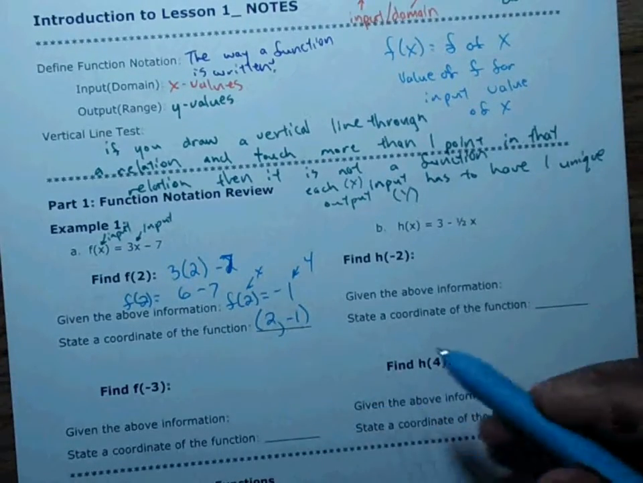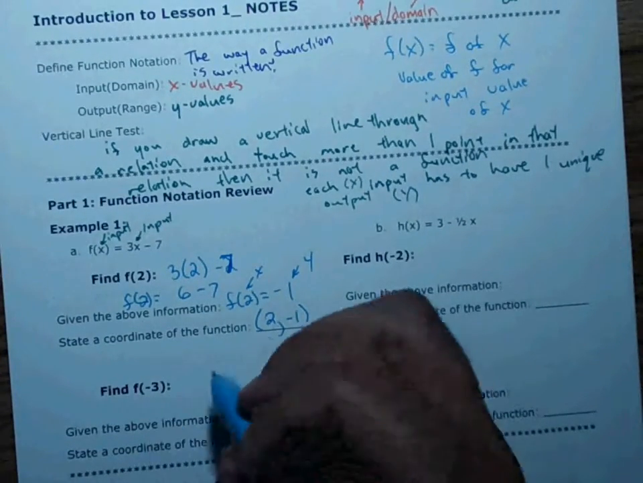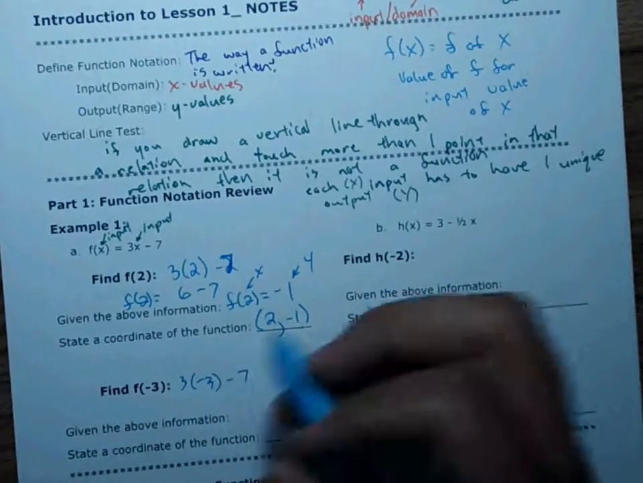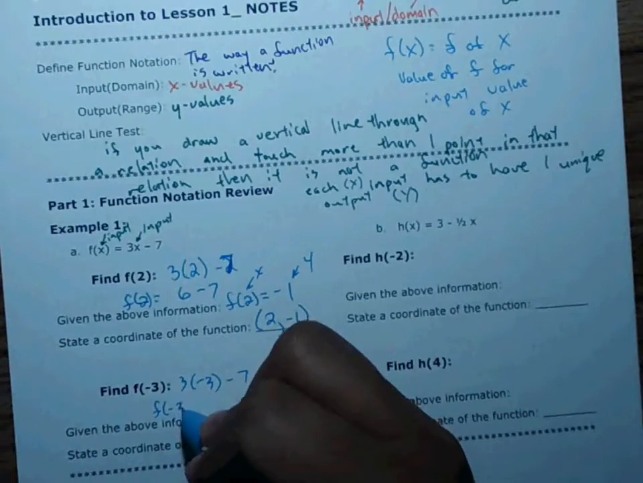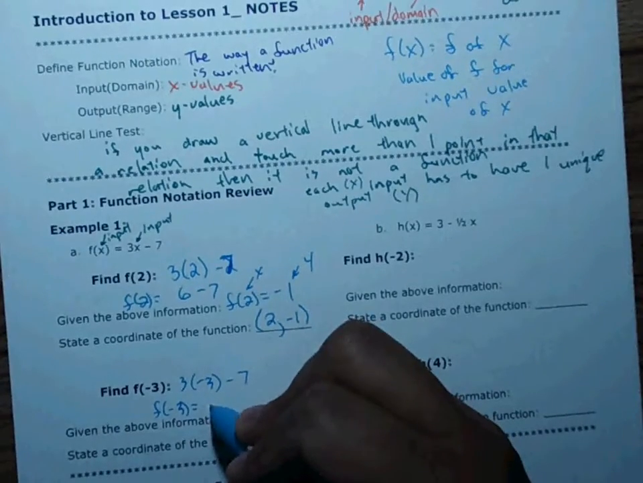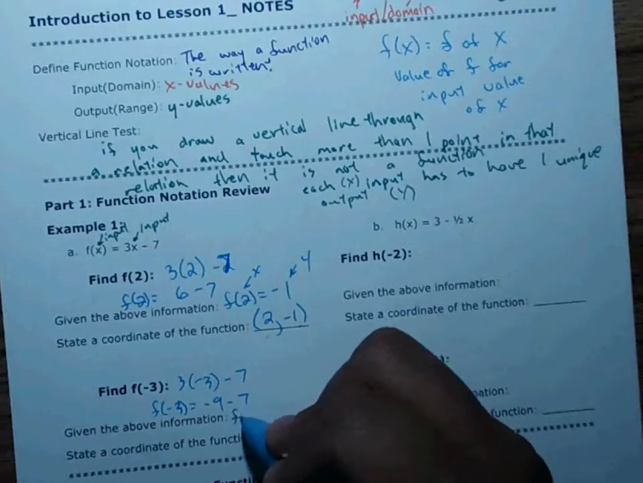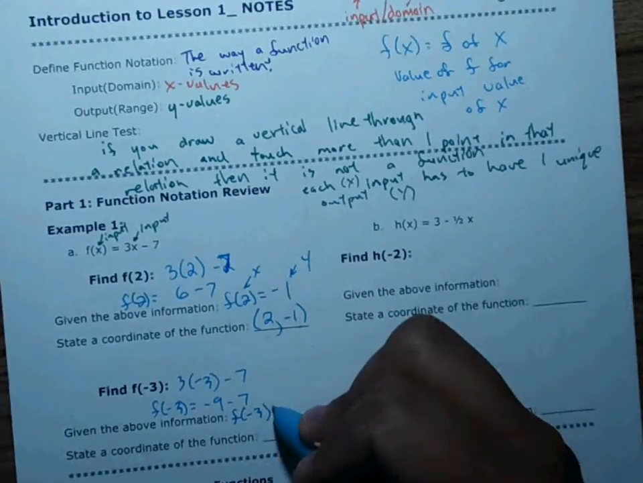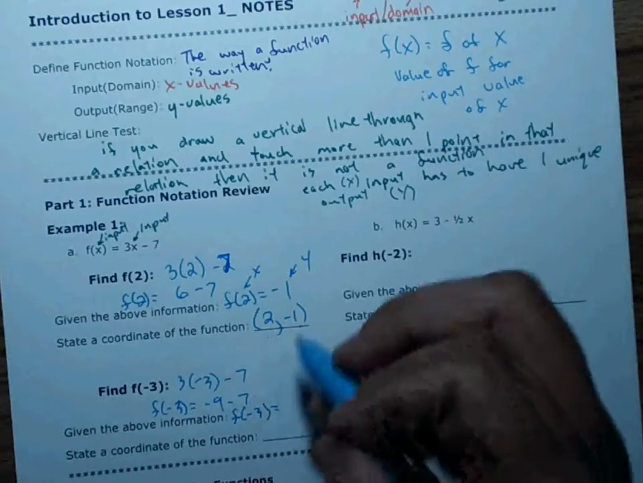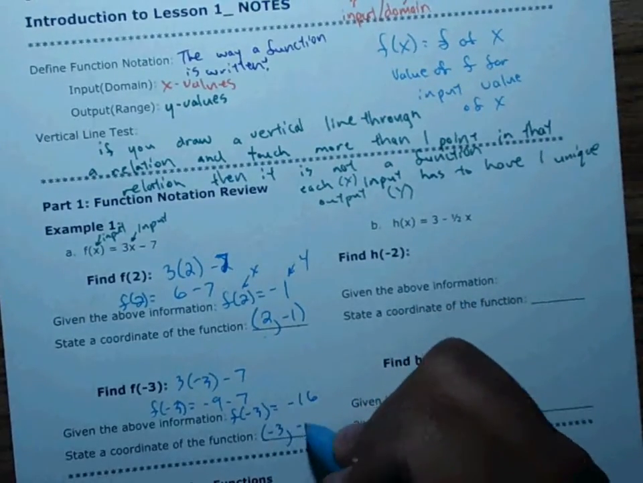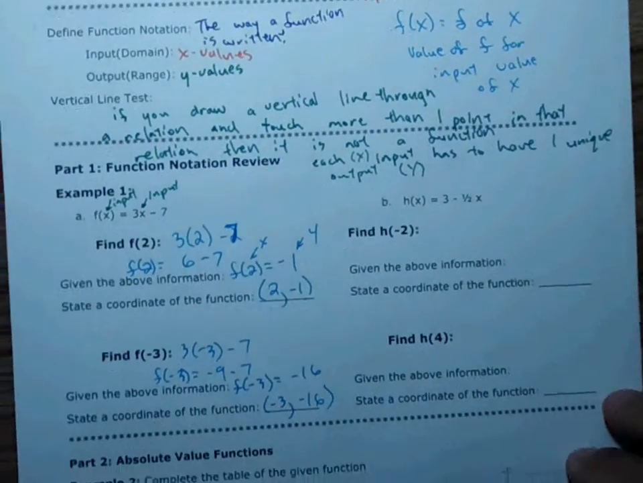So if we plug in negative 3, this will be 3 times a negative 3 minus 7. So f of a negative 3 is equal to a negative 9 minus 7. That means that f of a negative 3 is equal to negative 9 minus 7, which is a negative 16. So negative 3 comma negative 16 will be our value for the function.